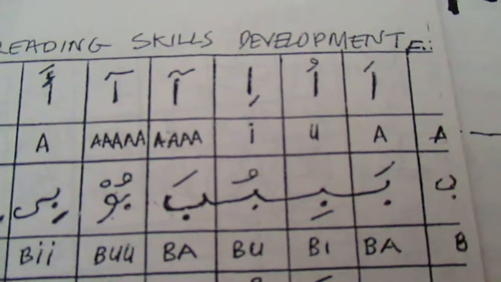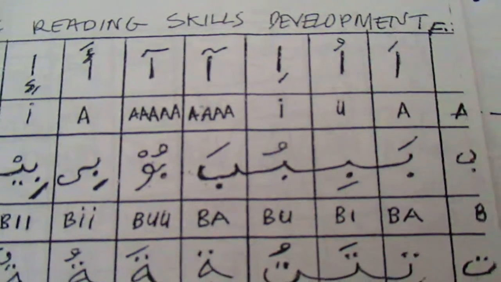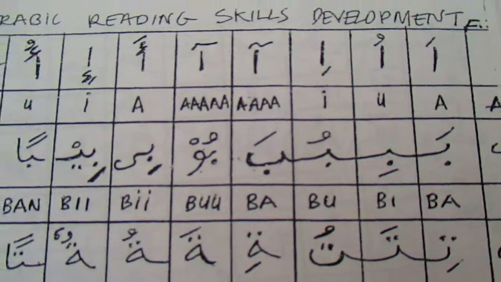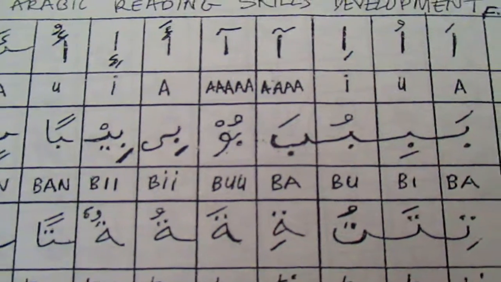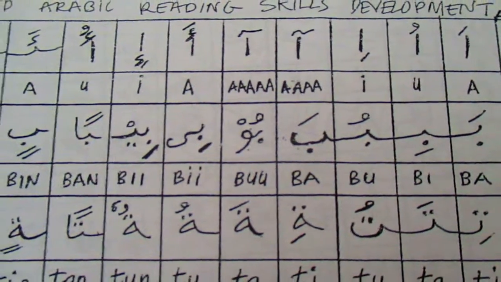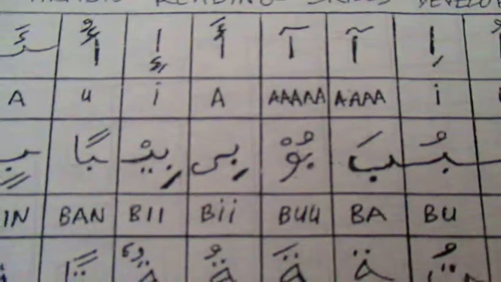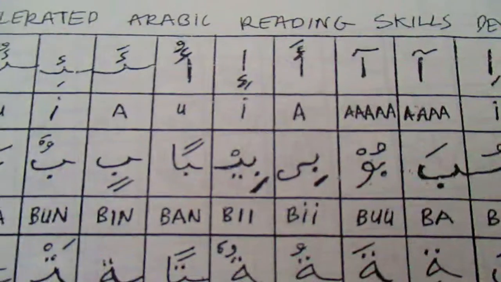So alif would be standing for A. If the stroke is at the top, it will be A. If there's a little comma at the top, it will be U. And the little stroke at the bottom will be I. Then there is the stroke they call the mad, and then a hamza on top.